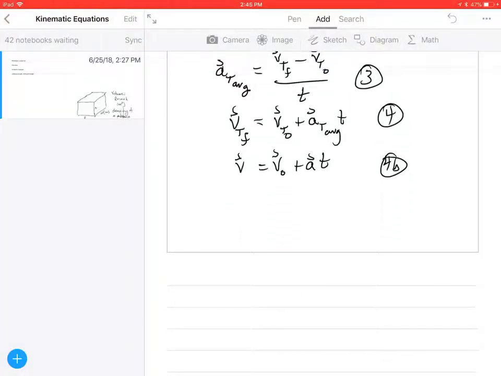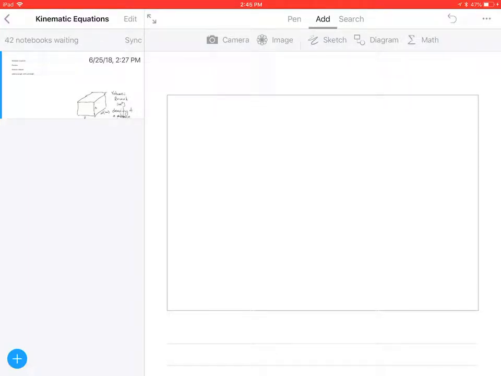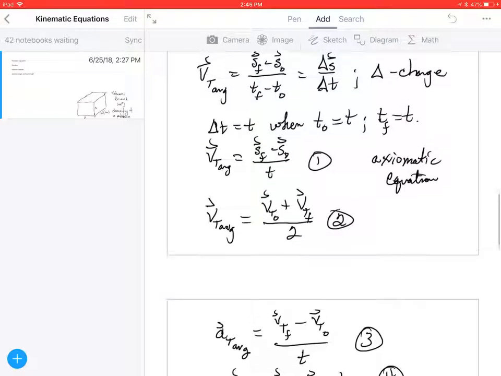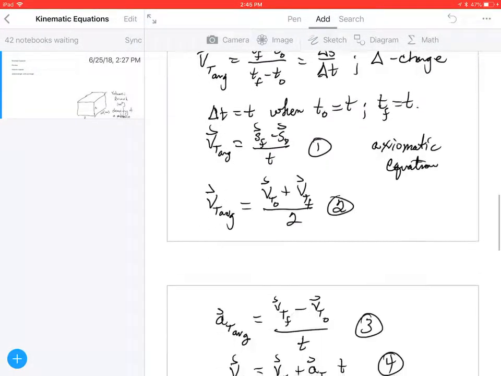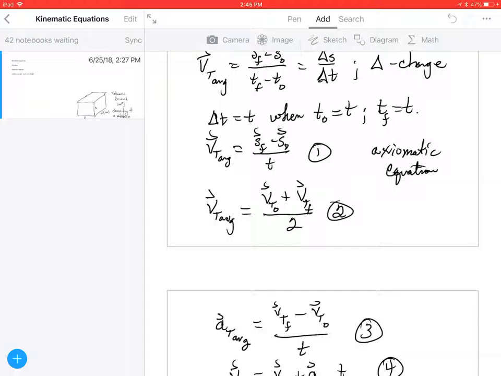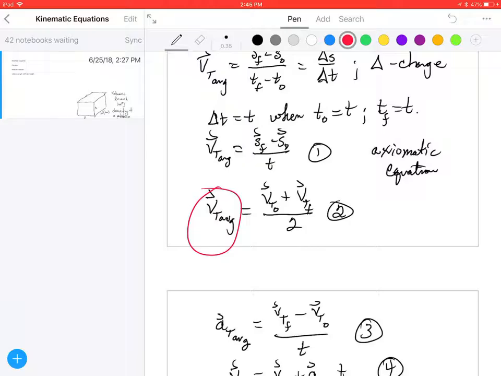Okay, so 4B is great. 4A we'll use again. So what I want to do now is I want to take equations 1 and 2, and I want to get rid of this average velocity here. In order for me to do that, I'll just set the right side of equation 1 onto the left side of equation 2.